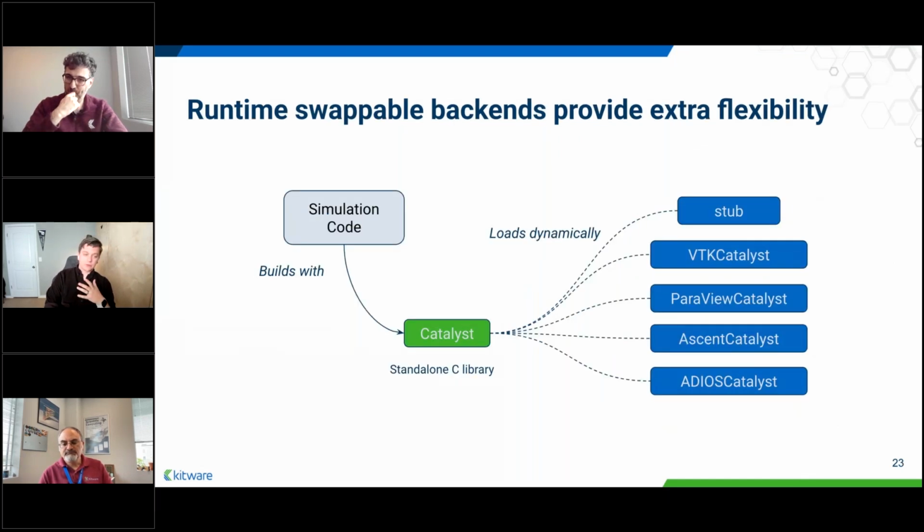But there's more to Catalyst than just ParaView Catalyst. Because of our infrastructure for dynamically loading implementations of Catalyst at runtime, you implement your code with Catalyst one time, and now you have access to an entire library of capabilities. We've been talking about ParaView Catalyst here for most of this talk, but we actually have access to other implementations, such as Ascent or Adios, which we'll talk about next.